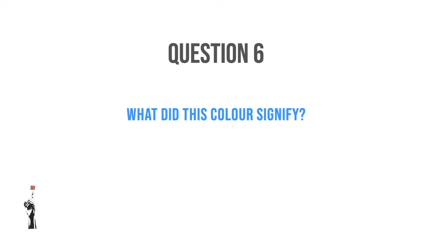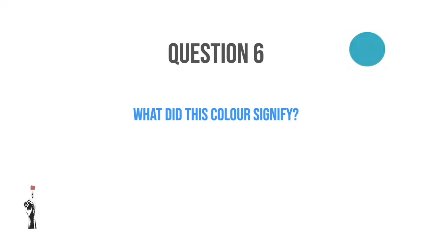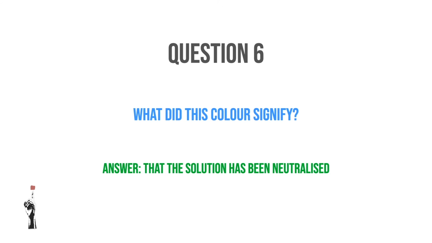Do you know what this color signifies? When we observe the green color, we now know that the sodium hydroxide, a base that had a base-like property and pH, has been neutralized, and therefore the pH will now be 7.